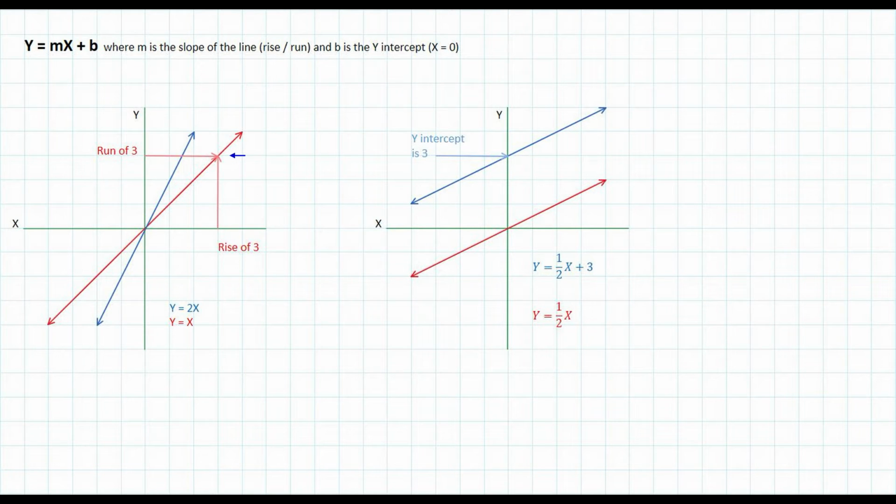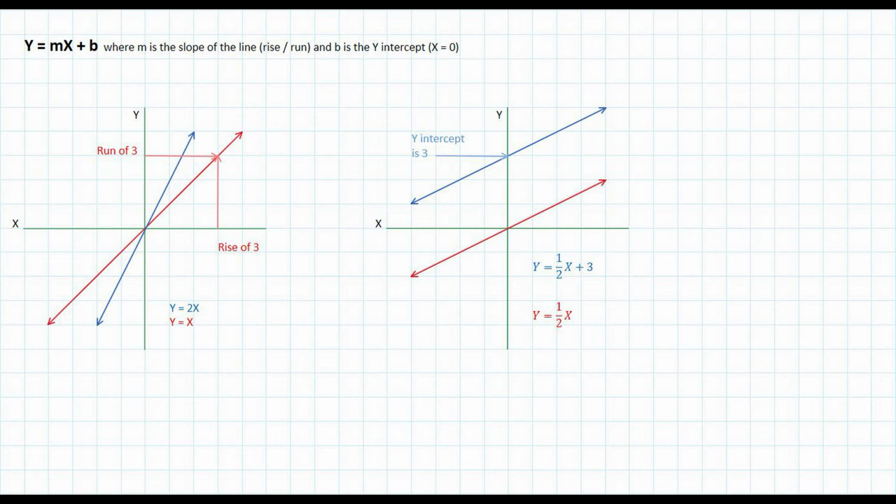Picking a convenient point on the red line, I find a rise of 3 and a run of 3 when I measure from the origin. So therefore, I have a slope of 3 divided by 3, or 1. So for this line, the equation is y equals x. But for the blue line, the rise is 2 for every run of 1, so therefore the slope of the blue line is 2 over 1, or 2. So this makes the equation for the blue line y equals 2x.